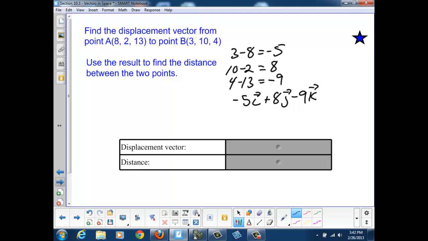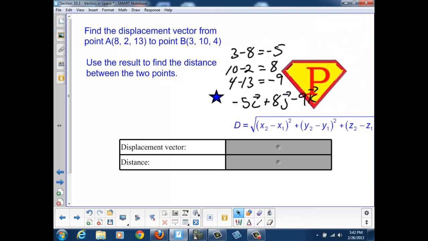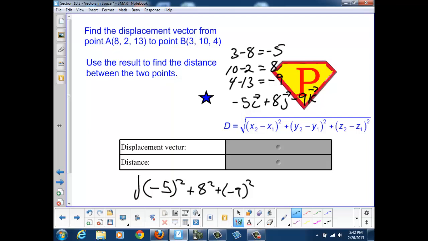So to find the distance, I need to apply my Pythagorean. In fact, I'm not just going to apply the Pythagorean property, I'm going to apply the super Pythagorean property. And that distance would be my negative 5 squared plus my 8 squared plus my negative 9 squared, all take the square root. So we can see that my displacement vector was negative 5i plus 8j minus 9k. And that distance turns out to be the square root of 170.